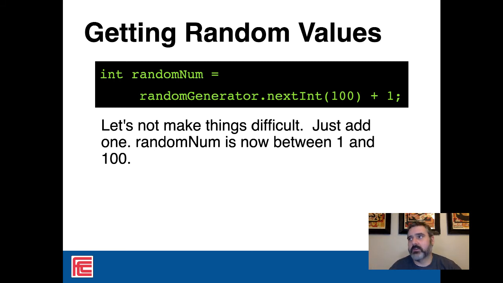Which is good because if you're developing a guessing game, nobody ever says, hey, guess a random number between 0 and 9. No, guess a random number between 1 and 10, right? Anyway, this is how you would generate a random number using nextInt. Just put in the limit that you want for it and then add 1 if you need.